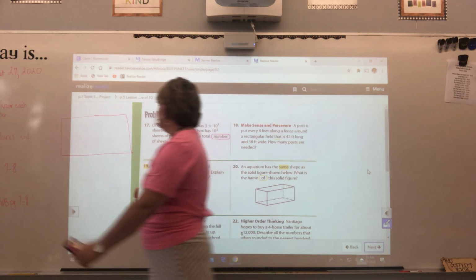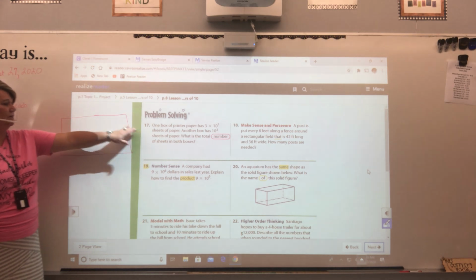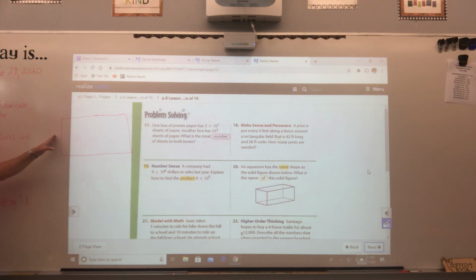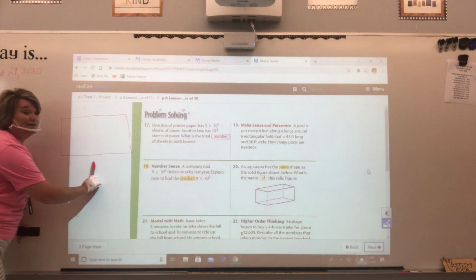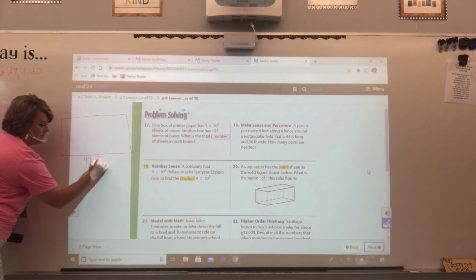So come over to your scrap paper on your field. Where would I put 42? Would I put 42 here? Here? Or here? I've got to figure out where the long side is. You think you know? Is this the length? Actually, this is the width. You can even tell this is a longer side than this. So this is the length. Put 42 foot right here.